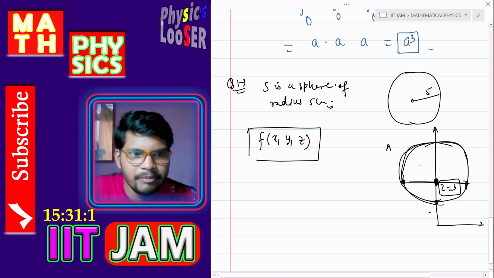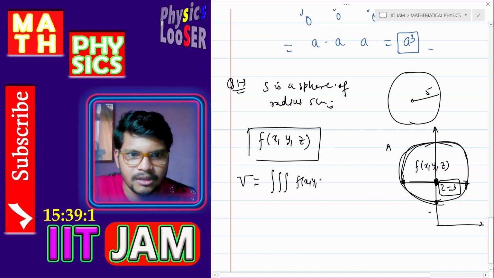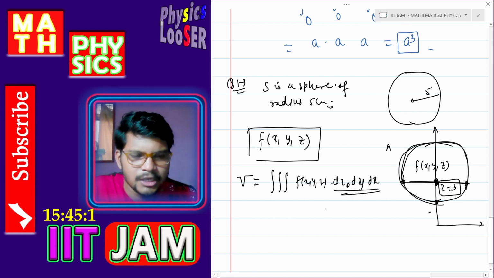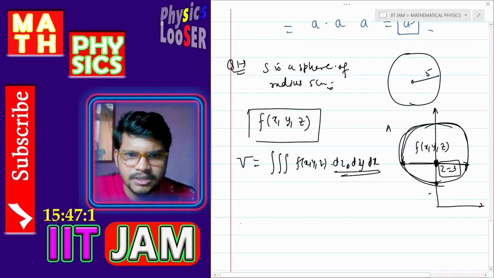Okay, so there may be some function which is constrained in this region. So you have to find the volume of this particular function. So I'm going to use this triple integral, and we need to find dz dy dx. Okay, so how are we going to evaluate this?